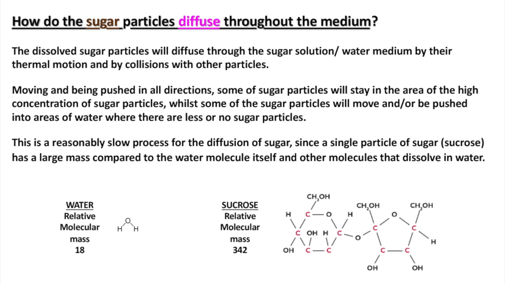This is a reasonably slow process for the diffusion of sugar since the single particle of sugar, sucrose, has a large mass compared to the water molecule itself and other molecules that dissolve in the water.